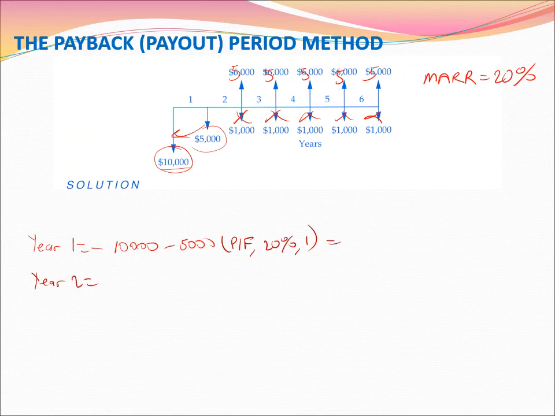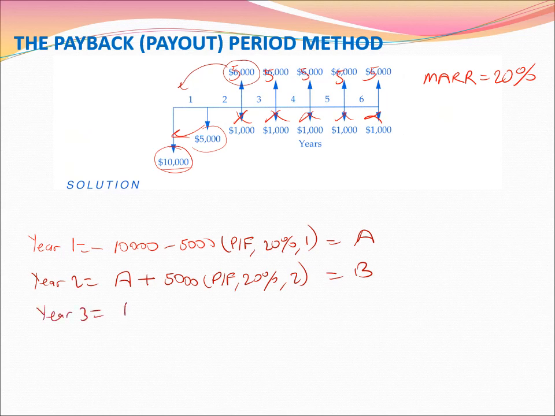Let me say this value is A. In year 2, on this A, I'm adding this 5,000, but its present worth. So 5,000 times (P given F, 20%, 2). Let's assume that this is B now. In year 3, on this B, I'm adding this third one, but the present worth of it: P given F, 20% and 3.